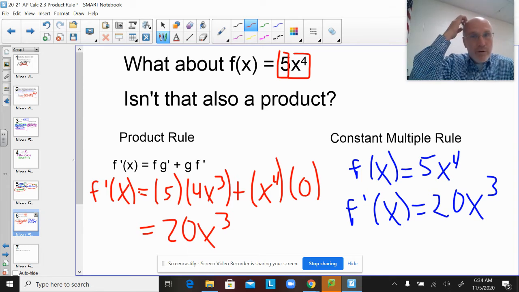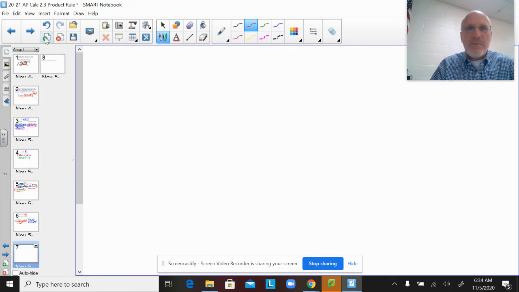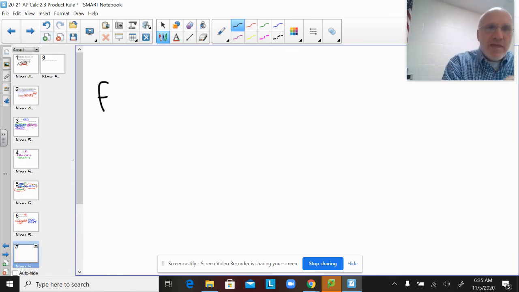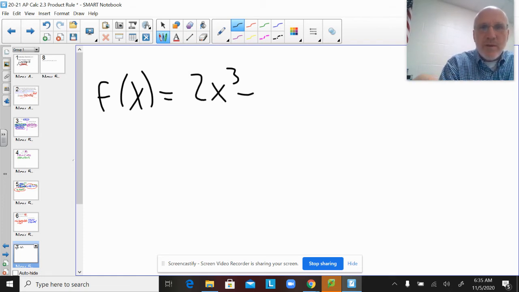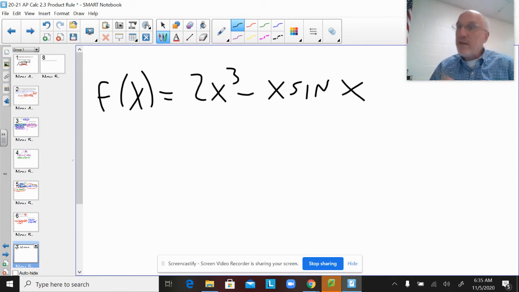I want to do one more, just because there's one mistake that people make here. I just have to make up a problem here. So let's go with f of x equals 2x to the 3rd minus x sine of x. So here again, we have 2 things going on. We have a function minus a function. So we're going to take the 2 derivatives separately. And after that minus sign, that x sine x is in fact a product. So we have to think product rule here. So I might circle this in blue.